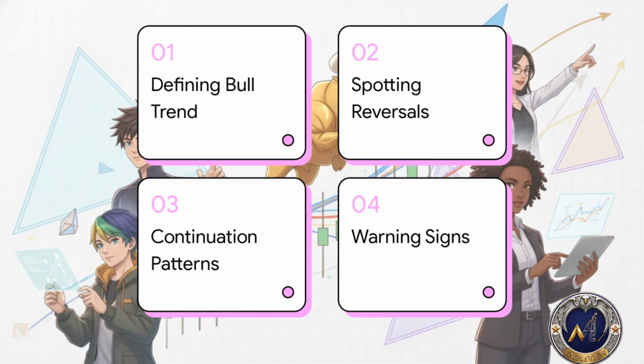We've got a fast-paced agenda today. First, defining the bull trend. Second, spotting a bullish reversal. Third, writing continuation patterns. And finally, number 4, identifying those crucial warning signs of a reversal. We are literally tracing the complete life cycle of a bull market.